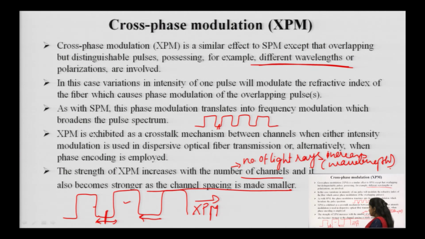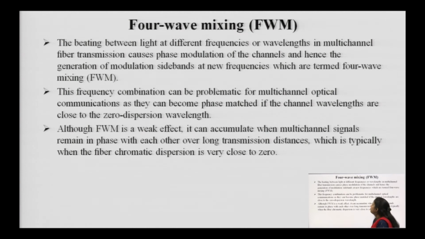Now comes the 4-wave mixing. So, what is meant by the 4-wave mixing? The beating between light at different frequency or wavelength in multi-channel fiber transmission causes phase modulation of the channel, and hence the generation of modulation sideband at new frequency, which is termed as 4-wave mixing.